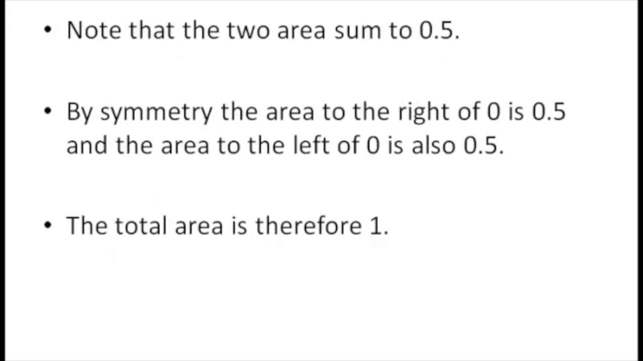Note that the two areas sum to 0.5. By symmetry, the area to the right of 0 is 0.5, and the area to the left of 0 is also 0.5. The total area is therefore 1.